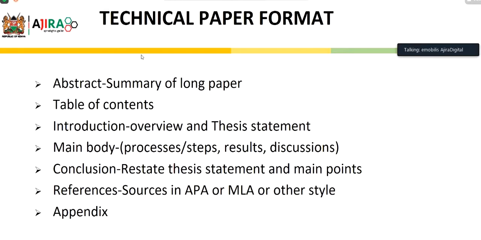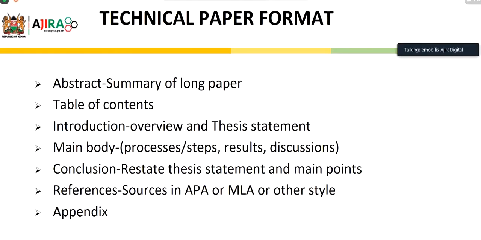So let us now go and see the format of a technical paper. Remember that a technical paper has a certain set of algorithms that need to be followed, has a certain set of formats that you need to follow. There are some processes, there are some steps that are supposed to be shown clearly in your technical paper. Now, the first thing that is supposed to be included in the technical paper is the abstract. You need to have an abstract in your technical paper. That's the first thing that is supposed to actually appear.